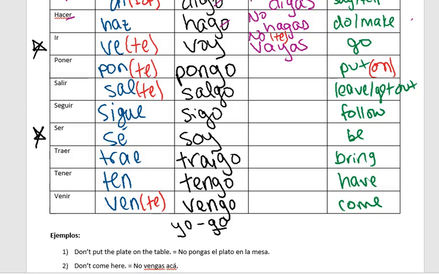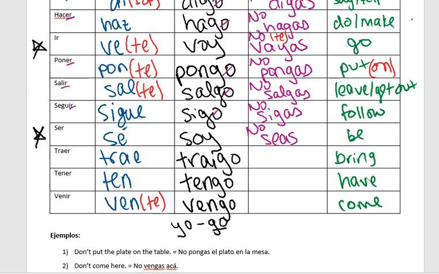Poner is back to that yogo, so it's another ER verb. We know it ends in an AS, we drop that O, and we get no pongas. For salir, again, an IR verb, so we know it ends in AS, we drop that O, and you get no salgas. Seguir is another IR verb, so it has to end in the AS, so we have no sigas. Ser is your last truly irregular one, it's no seas.